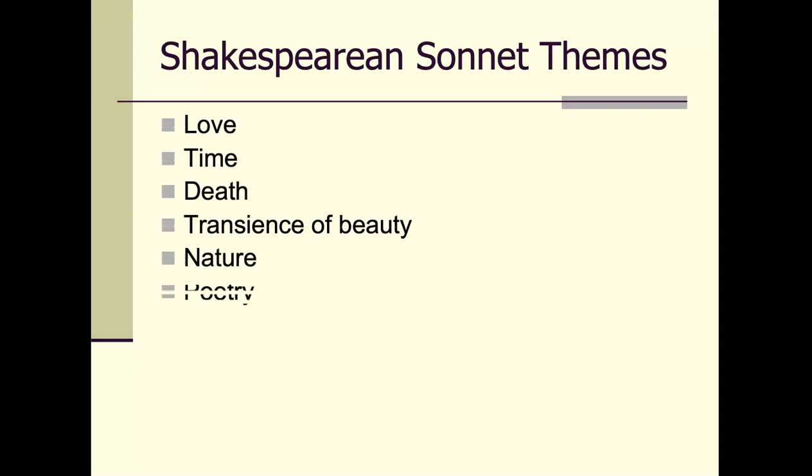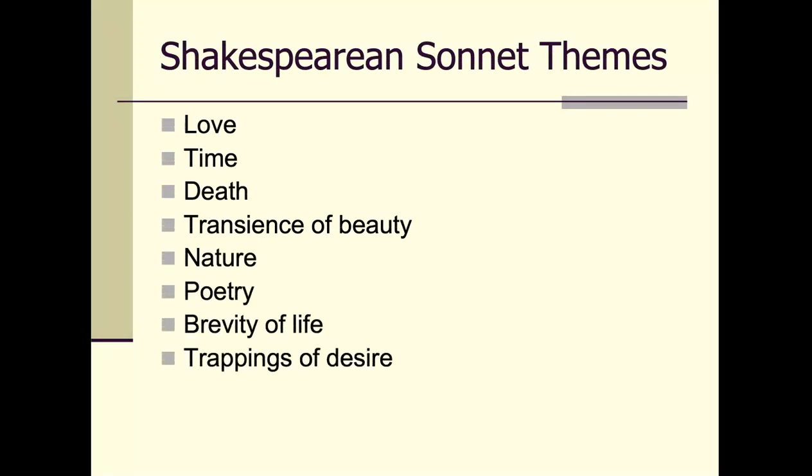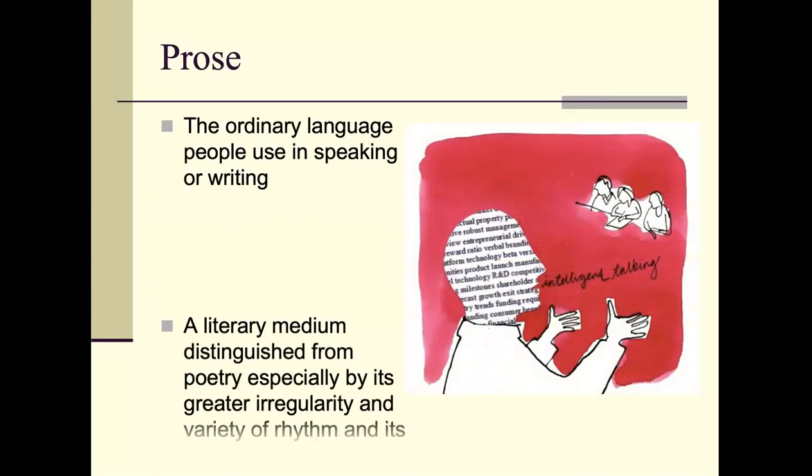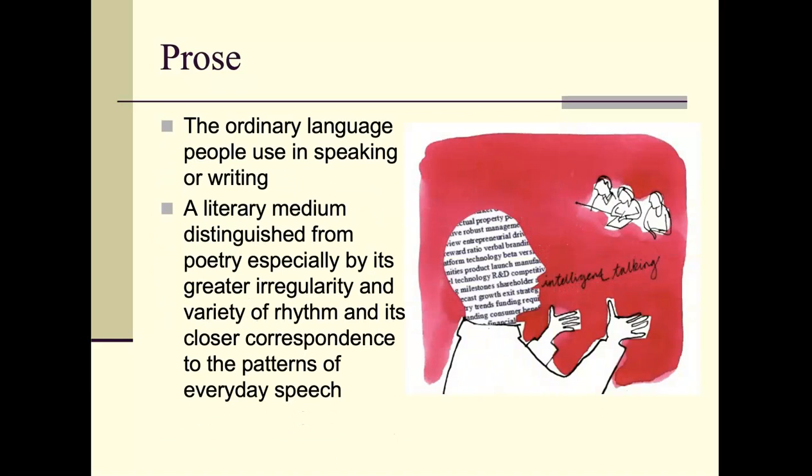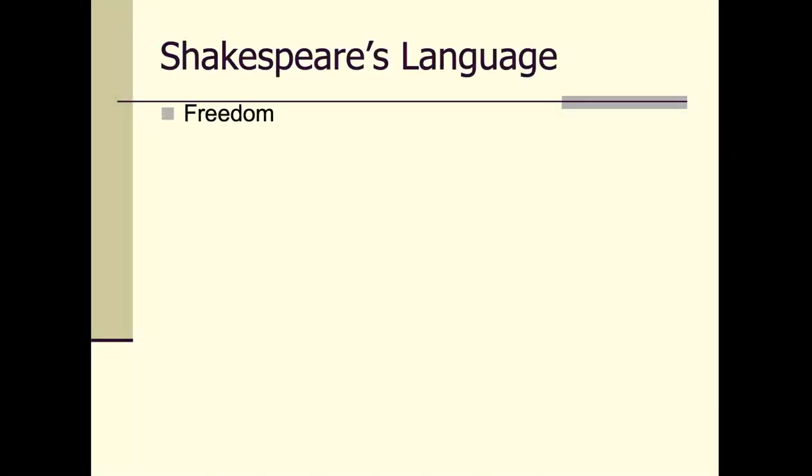And then here are the different themes that you can find not only in Shakespeare's sonnets, but also in Shakespeare's plays. Prose. The reason I need to talk about prose is because there are times in Shakespeare's plays when the characters will speak in prose. It's the ordinary language. I'm speaking in prose right now, just the way that we speak, without rhyme, without meter, without any purposeful stressed or unstressed syllables. You can read that slide for yourself too.